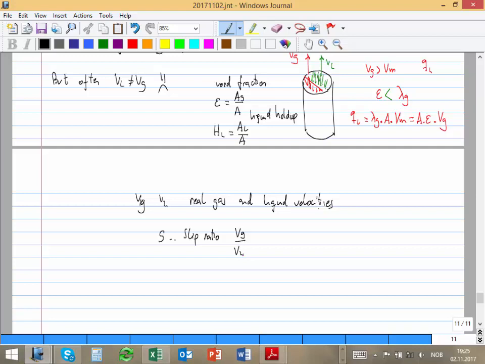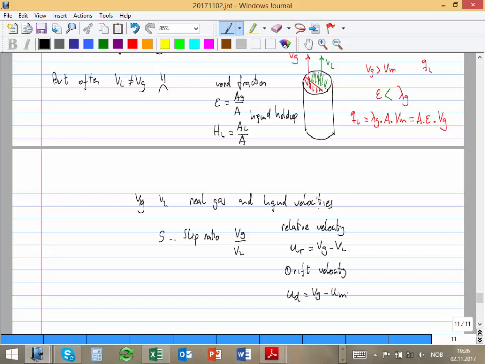Too many exercises today. And you have the relative velocity. The relative velocity is actually called UR, and that's VG minus VL of the liquid. And you have one more definition that is called the drift velocity. And that's UD, and that's defined as velocity of the gas minus the velocity of the mixture.